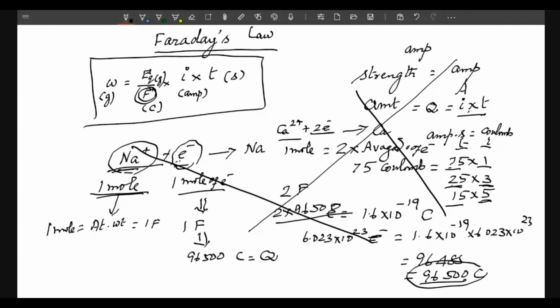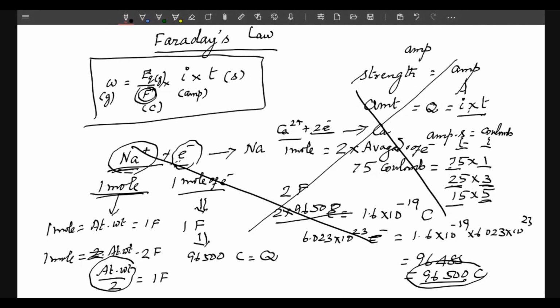And for 2 Faraday of electricity, for 1 mole, it is equal to 2 into atomic weight. Or instead, if you divide it by 2 to convert into 1 Faraday, it is atomic weight divided by 2. This atomic weight divided by 2 is called equivalent weight.